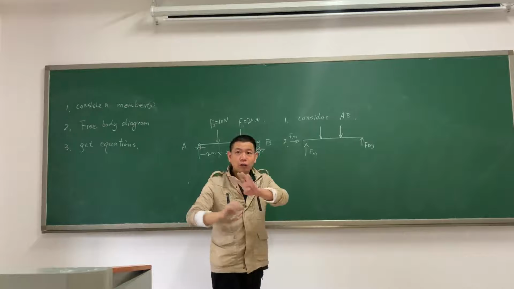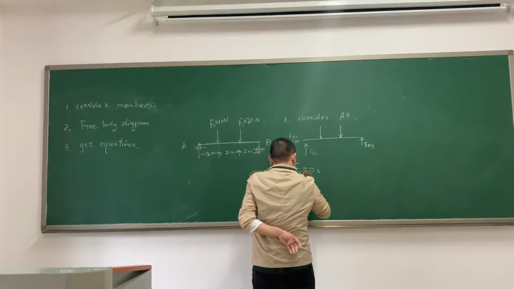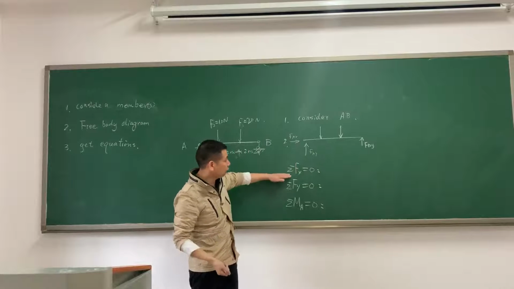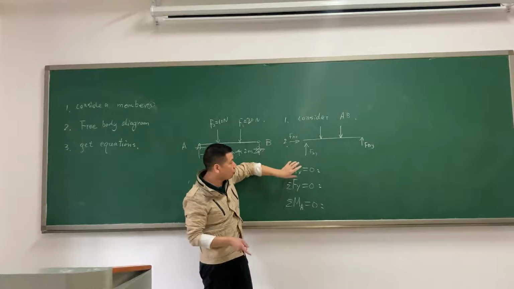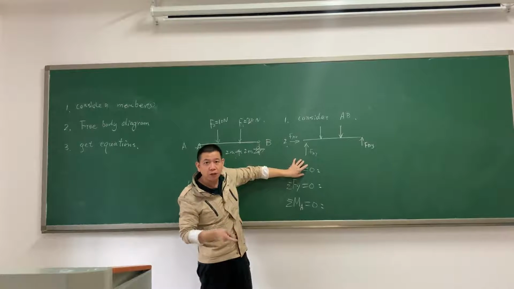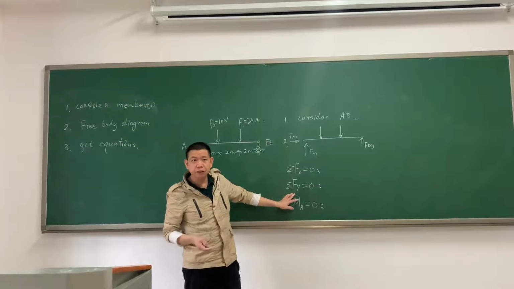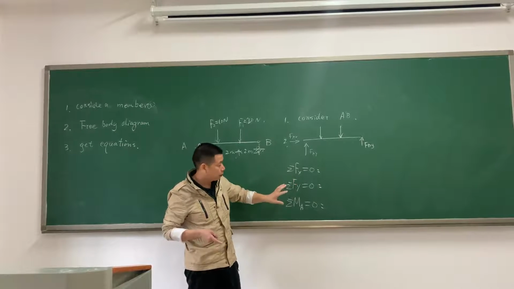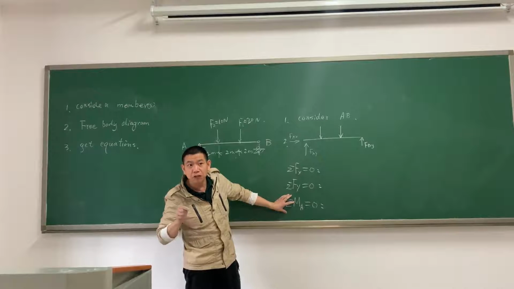Then the last step is the equations. All the things we just got: sigma Fx equals 0, sigma Fy equals 0, sigma MA equals 0. Sigma Fx equals 0. What is the meaning? It means if the member is balanced, the summation of the horizontal forces must be 0. The summation of the vertical forces must be 0. And the summation of the moments of all the forces about point A must be 0.